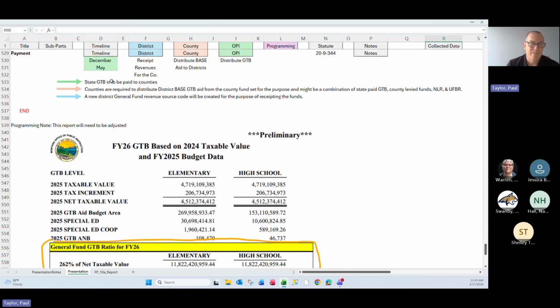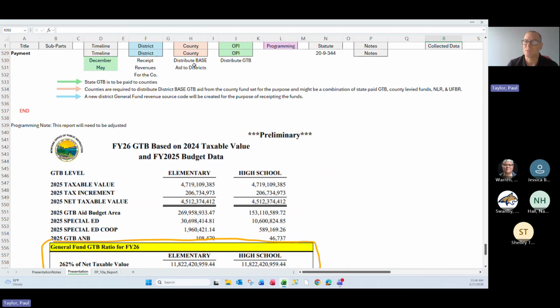So they check the checkbox. The state GTB is paid to the counties here. The counties are required to distribute the district-based GTB aid from the county fund for the purpose. And it can be a combination because they have to fulfill the entire requirement amount. The county distribution can be made up of that GTB, the county levy non-levy revenues, the county level unreserved fund balance reappropriated, and the county levy.